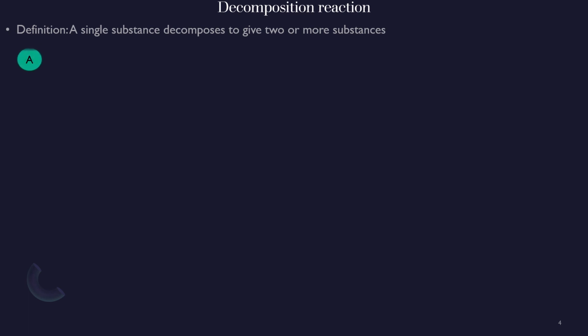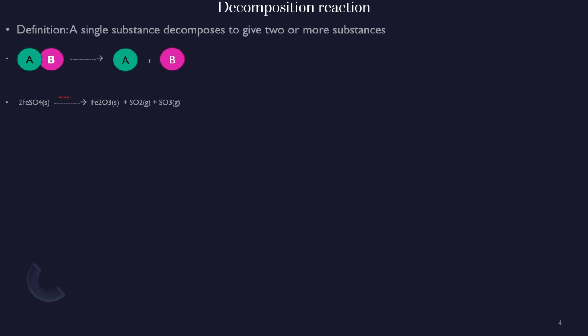Decomposition reaction. A single substance decomposes to give two or more substances, and this is called a decomposition reaction. This decomposition is completely opposite to the combination reaction. See the formula, that is AB gives A plus B. So here are some examples.